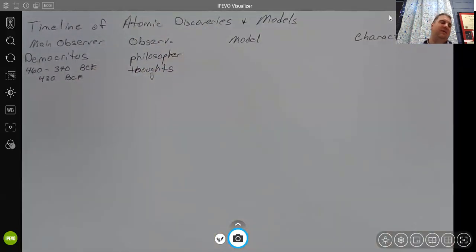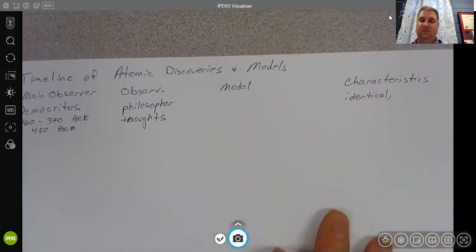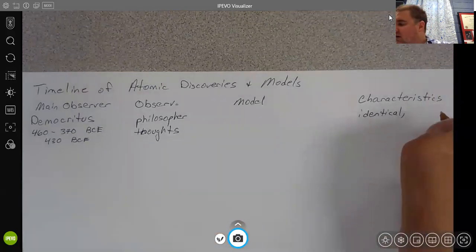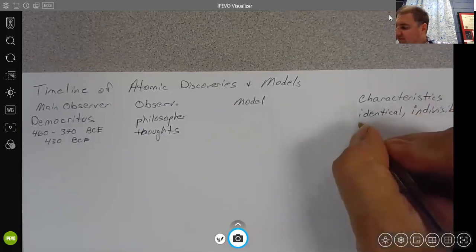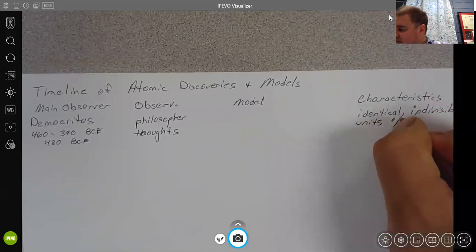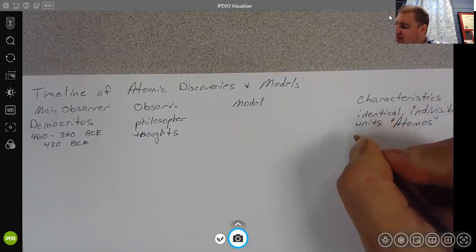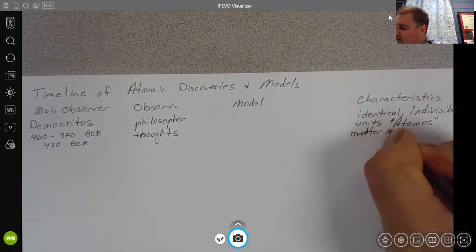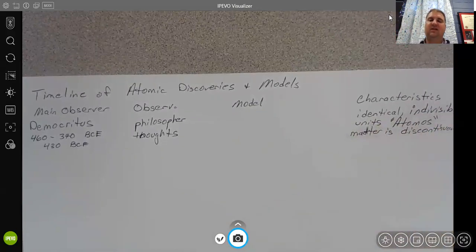What he said was that matter was made of identical, individual, or indivisible rather, units. And the Greek word for indivisible is atomos. So this is where we get the word atom from. And his big thing here was that matter is discontinuous. Well, what does discontinuous mean?